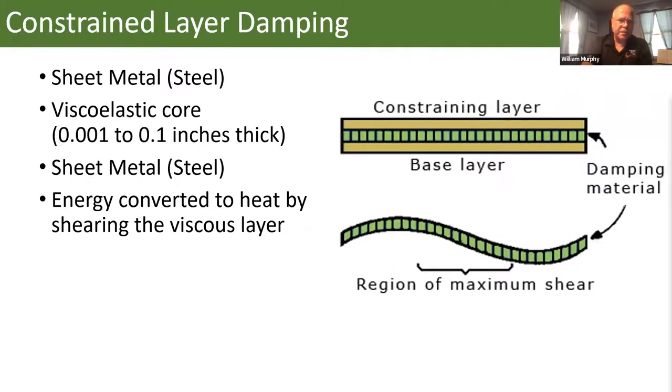Constrained layer damping is a different beast. What you're doing here is putting a damping material in between two layers of metal. And instead of trying to get the extension and compression of that as the metal flexes, you're now dealing with the shear effect. And as you shear that material, it's going to be much more effective in terms of how it dissipates noise or dissipates vibrations. Next slide.